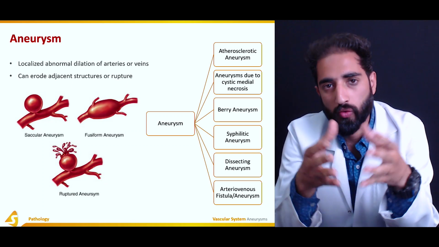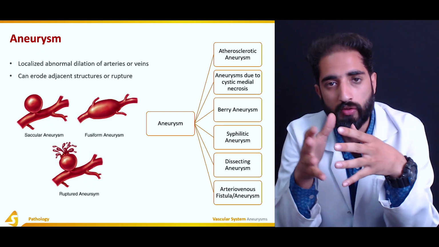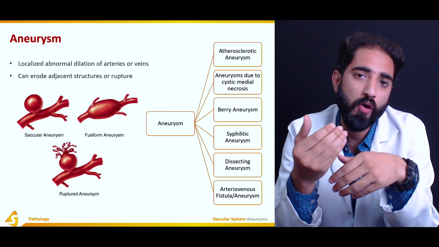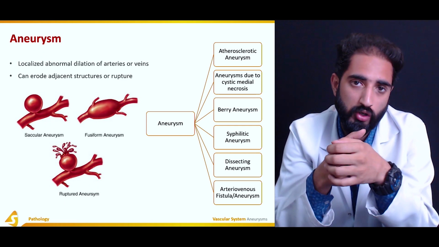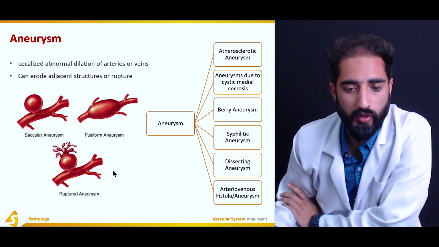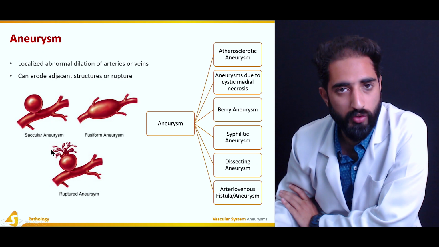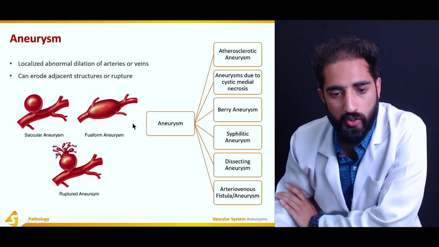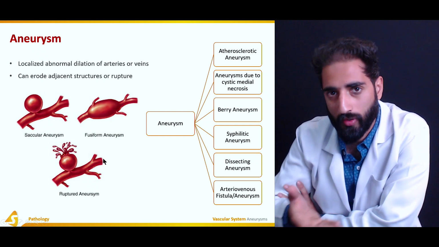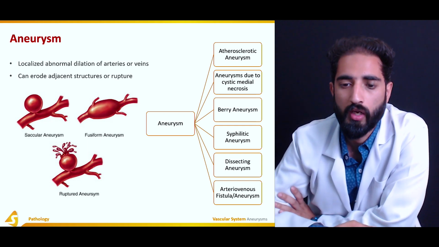It is actually a localized abnormal dilatation of the arteries or veins, and it can also erode the adjacent structures or rupture, as you can see here in a ruptured aneurysm. These are aneurysms which are not ruptured, so they can either be saccular or fusiform, as you can see in these pictures, and they can also rupture, resulting in hemorrhage into the surrounding tissue.